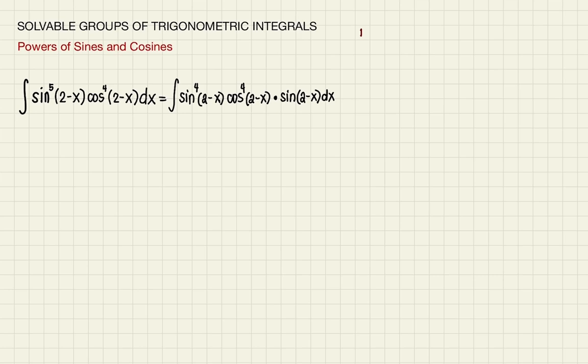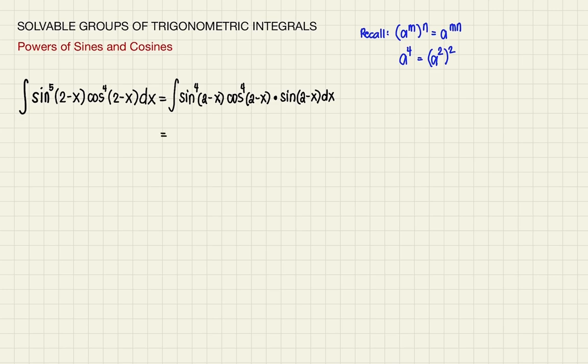Recall our laws of exponents. Recall that a raised to the power of m, quantity raised to the power of n, is equal to a raised to the power of m times n. So if we have a raised to the power of 4, that's just equal to a raised to the power of 2 raised to the power of 2, right? So what we'll do here is just multiply the powers. That's what we're going to do here in sine of 2 minus x raised to the power of 4.